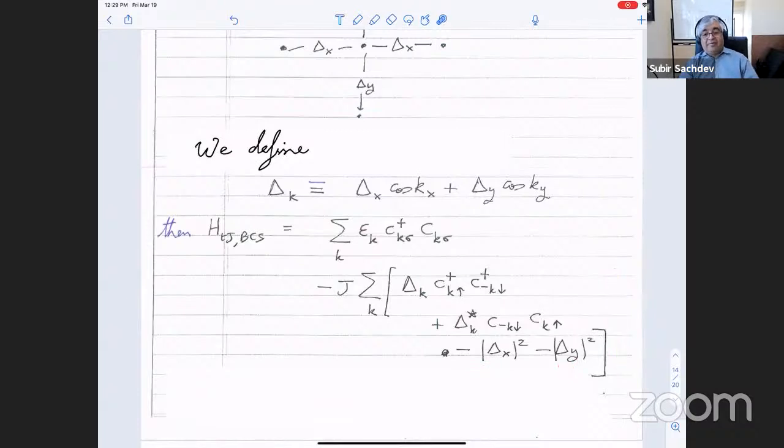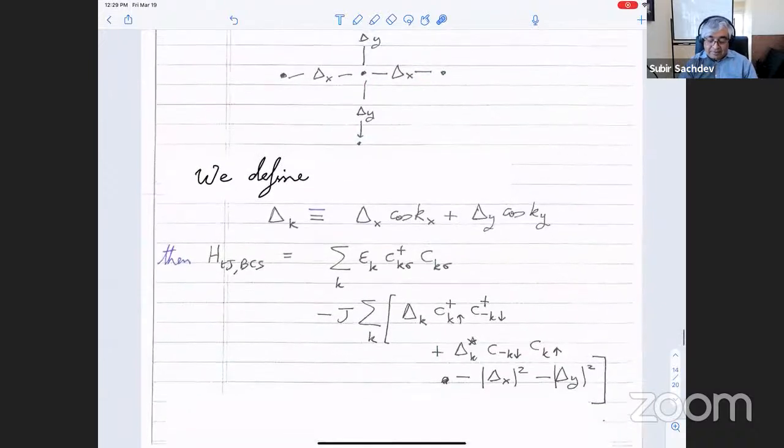And now it's looking very much like BCS. It's almost exactly the BCS Hamiltonian I had a couple of lectures ago, the Bogoliubov Hamiltonian, excuse me. C dagger k up, C dagger minus k down with some delta. But now the only difference is this delta depends on momentum. Previously, this was a constant. Now it's a function of momentum. And it's not any old function of momentum. Because I have nearest neighbor pairing, you see that delta k is this function here: delta x cosine kx plus delta y cosine ky.